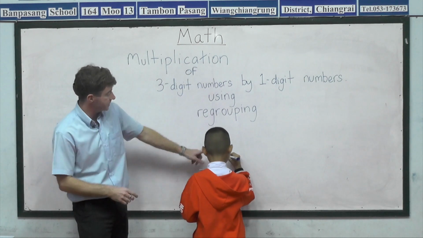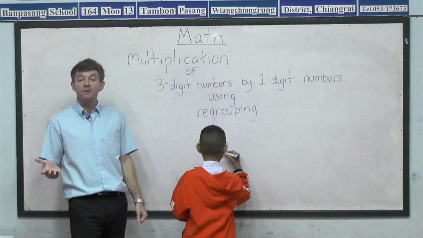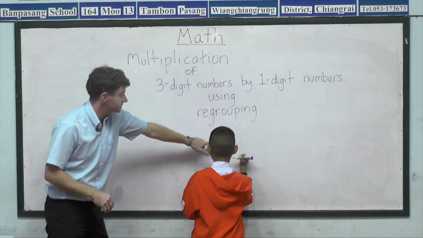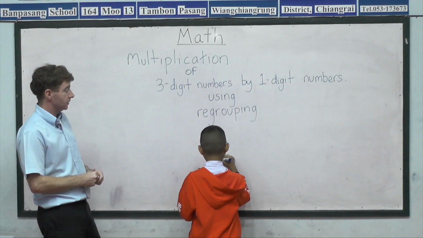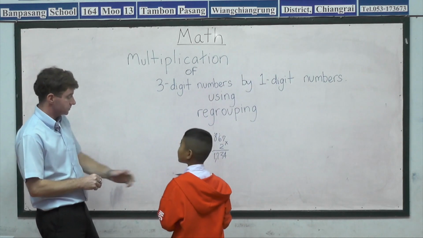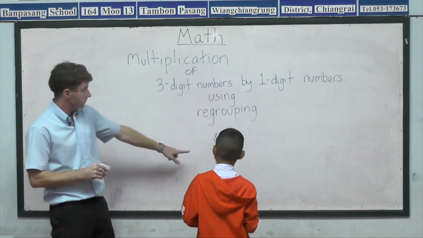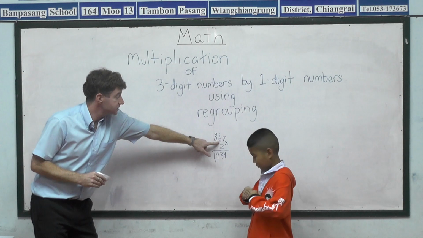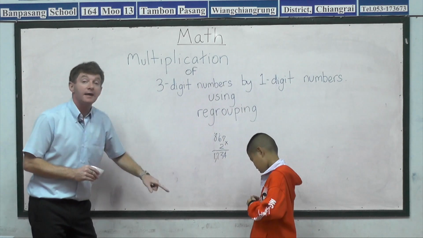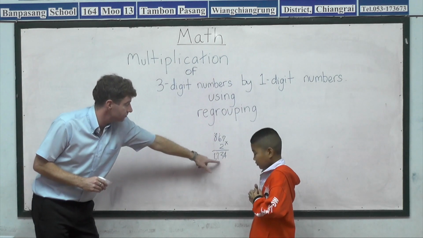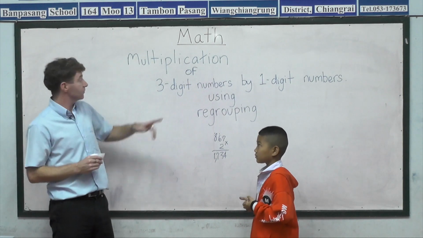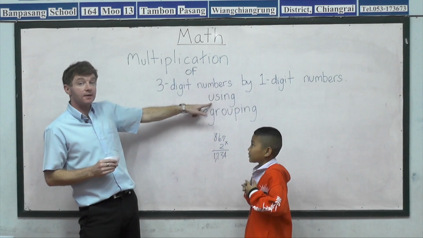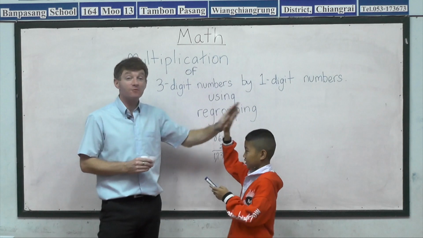What's our first step we need to do, guys? 2 times 7 equals 14. So 4, carry over 1. Step 2, 2 times 6 equals 12, plus 1 is 13, yes. Okay, so what's your answer? 867 times 2 equals 1,734. And this is how we work out 3-digit numbers by 1-digit numbers using regrouping. High five. Round of applause for Bang Pon.